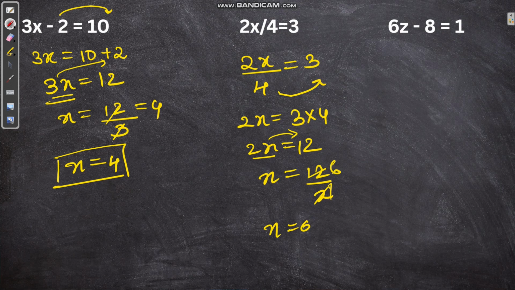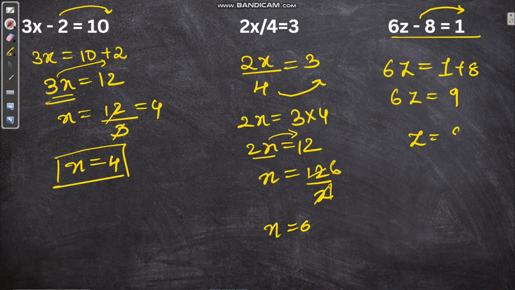Let's solve this question, that is 6z minus 8 is equal to 1. Take minus 8 to the other side. So 6z will be equal to 1 plus 8. 6z is equal to 9. z is equal to 9 divided by 6. Cancel it with the number 3. 3 twos are 6, 3 threes are 9. So z is equal to 3 by 2. That is the answer.